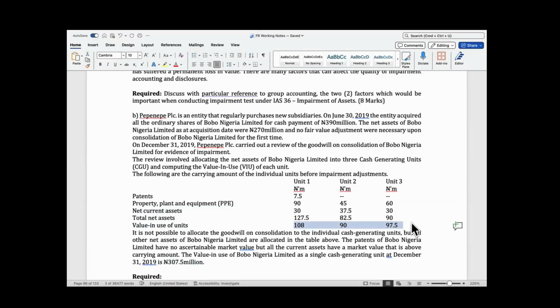No, sir. No, sir. What do you have? 295.5. 295.5. What's the difference? 12 million. Where is that coming from? Anyone?